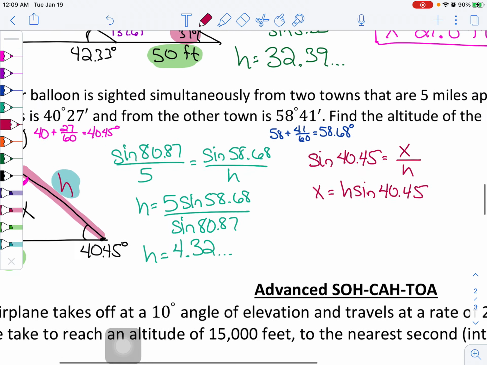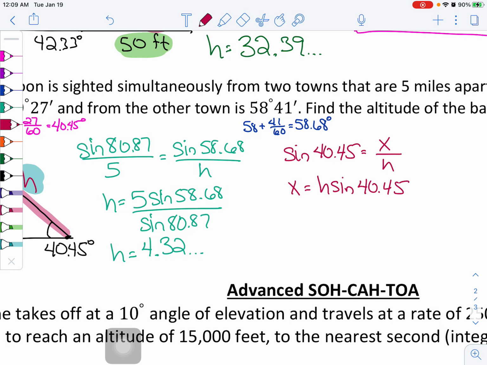Find the altitude of the balloon. It does not give me any rounding instructions, or I didn't give you any rounding instructions, so to 2 decimal places, please. So 2.81, and the units in this case are in miles.